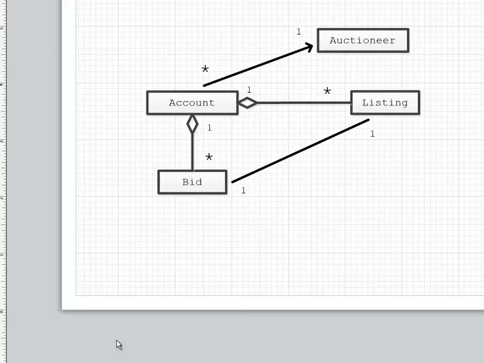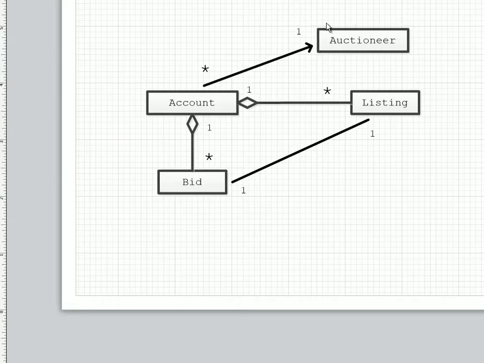This association class diagram shows the relationships I just described with one added. This is a static picture of the system. We have the account class, which has a composition relationship with listing and bid, meaning that they are part of the account class and don't exist independent of it. Listing and bid also have a relationship with each other. The listing has a reference to its high bid, and the bid has a reference to the listing that it is a bid on. So that's a bidirectional navigation association.